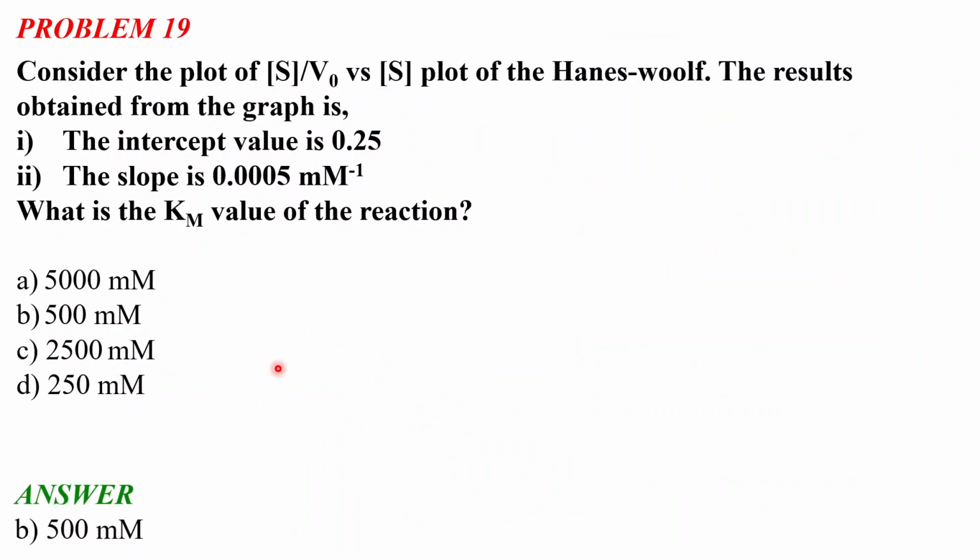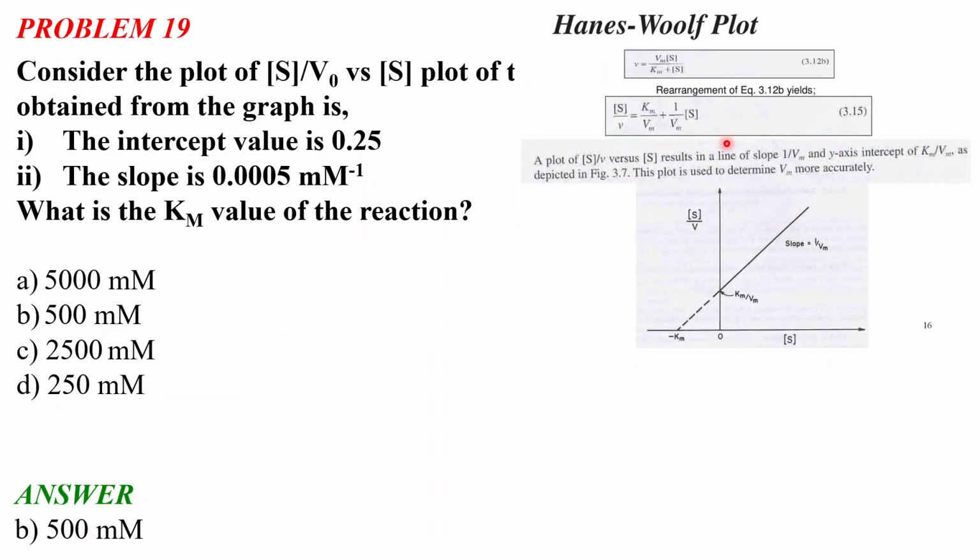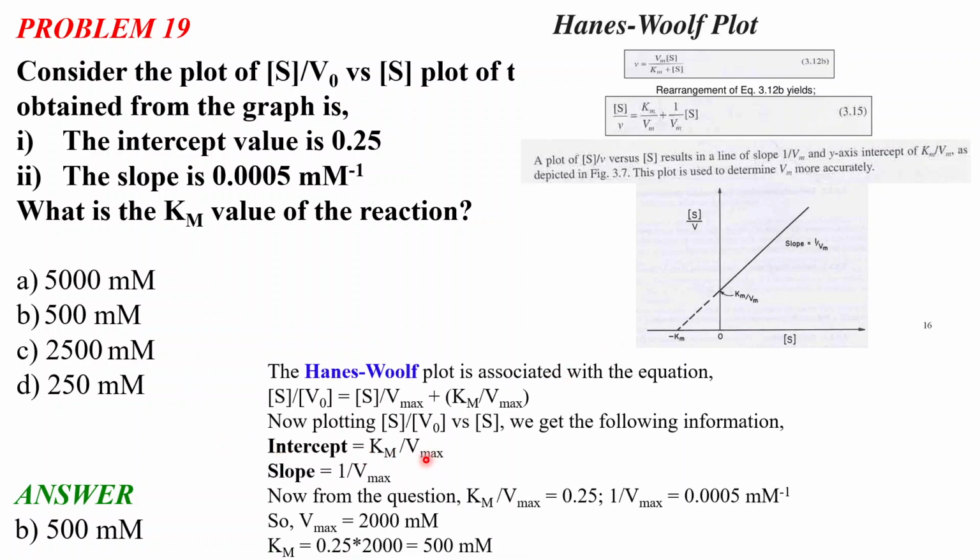So the correct answer will be number B, 500 millimolar. This is the Hanes-Woolf plot. So this is the Michaelis-Menten plot. Just rearranging it will give you this equation, y equal to mx plus c, which gives us that the intercept c is Km by Vmax, and here the slope is 1 by Vmax. So we have the intercept Km by Vmax, and the intercept value is given as 0.25. And the slope is given as 1 by Vmax. So Vmax will be 2000 millimolar if we take the reciprocal of this one, and then Km will be your intercept into Vmax, where Km by Vmax is given as 0.25.